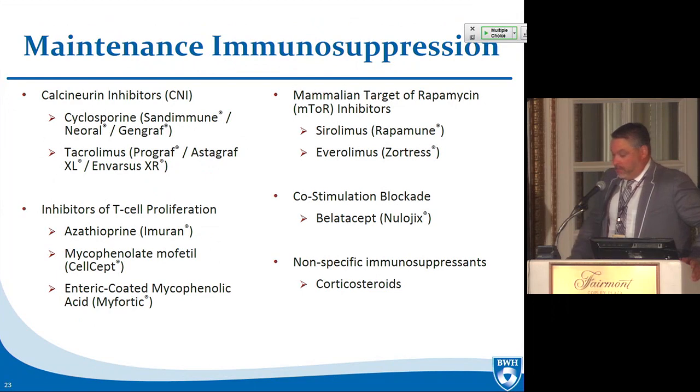And now our maintenance immunosuppressants: our calcineurin inhibitors, cyclosporin and TAC; our T-cell proliferation inhibitors, azathioprine and our 2 mycophenolic acid preparations. We have our targeted rapamycin inhibitors, Sirolimus and Everolimus, our co-stimulation blockade with belatacept, and our corticosteroids.